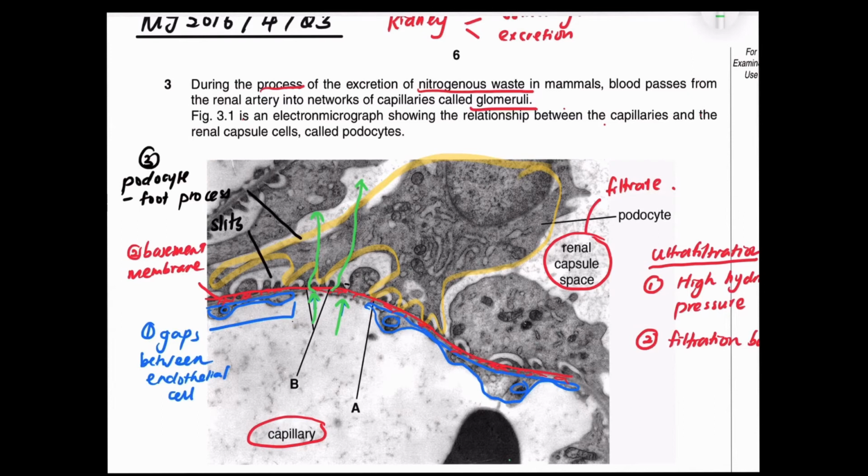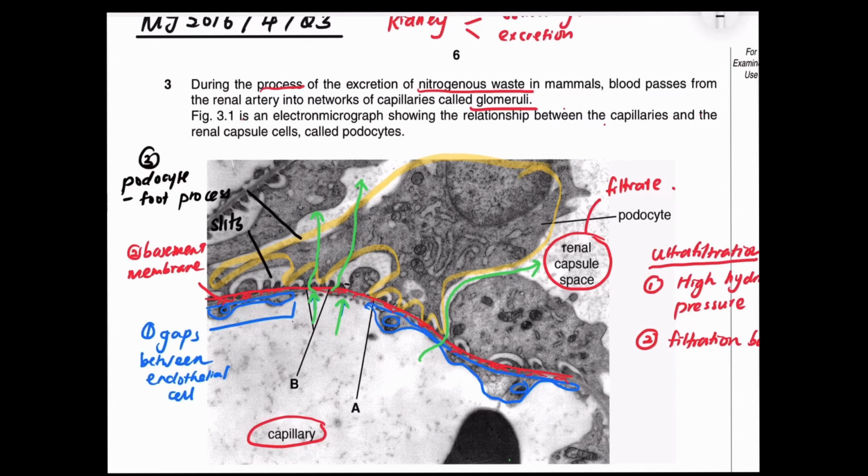Let's look at another direction. So assuming that there's a gap here, then it will pass through the slits and then they can go into the renal capsule space. So in the diagram, you have to identify where is the gap between the endothelial cells. Then it will pass through the gap and the second layer, the basement membrane, and the third layer, the slits, before it enters the renal capsule space, forming the glomerular filtrate.